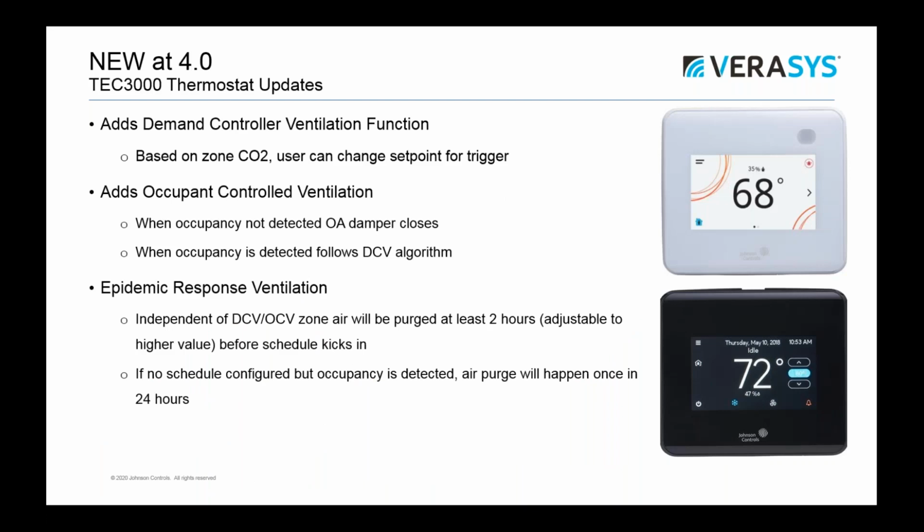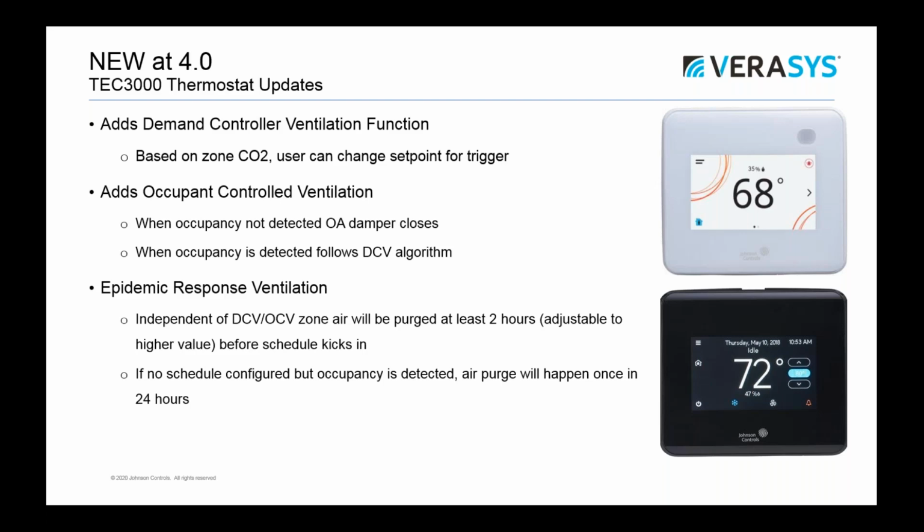Also new at Verasys 4.0 is an update to the TEC3000s. So this team has added a number of features, all strictly focused around ventilation. The first one, they call it demand control ventilation. On the color TECs, you've always had the ability to bring in a CO2 sensor, but there was never any logic behind it, so it was monitor only. With this new update, now there's a demand control ventilation sequence that works in tandem with the economizer output. And so if the CO2 exceeds a certain level, the fresh air damper will start to open up at a certain rate.